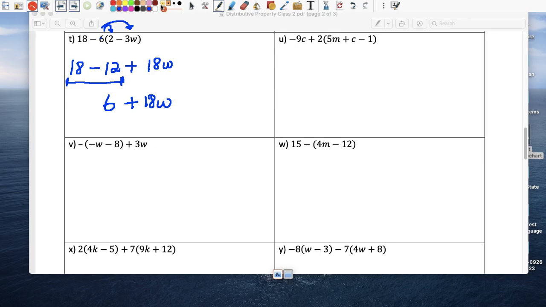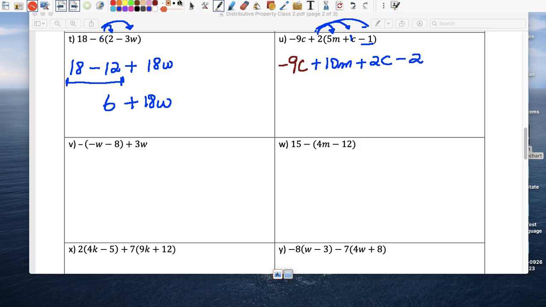On this side, again, the negative 9c is just hanging out here, doing absolutely nothing. Now, we're going to multiply the positive 2 times everybody inside. Let's start with the 2 and the 5. They're both positive, so the answer is just simply 10m. That c is also positive. Remember, there's a 1, so 2 times 1 is just positive 2c, don't forget the c. And then 2 times negative 1. Positive times a negative is a negative, and 2 times 1 is 2.